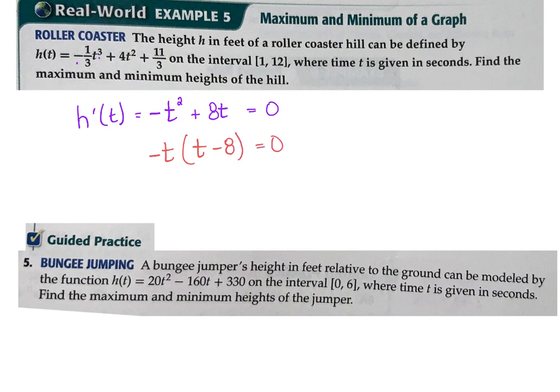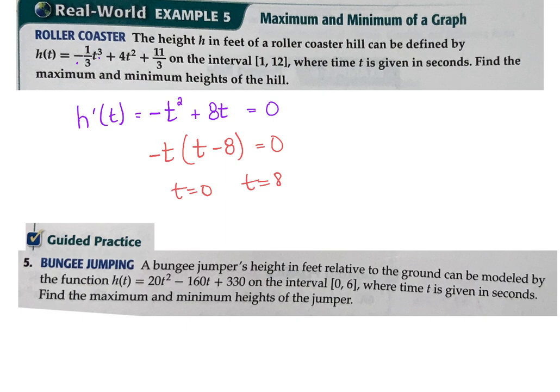All right? And so there's two options here. T can either equal 0 or t can equal 8. We're talking about time. So at 0 seconds is your starting point, which may be one of the highest points on your graph. I don't know. It's possible. But likely somewhere in there you go higher than that.